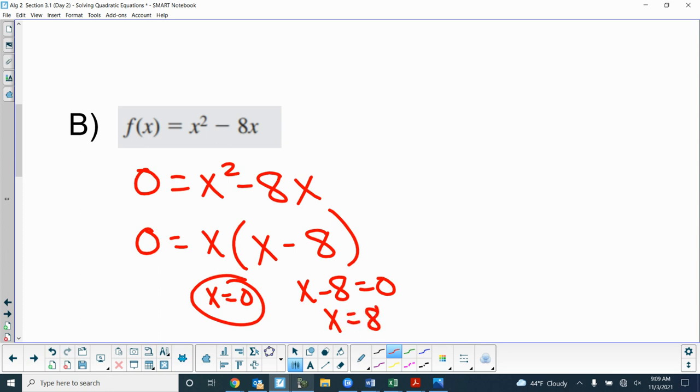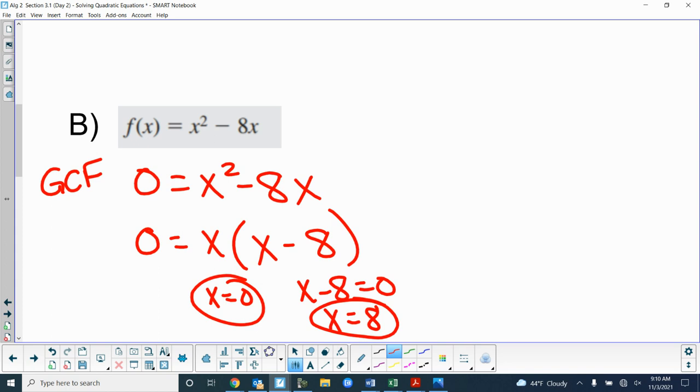So I'm going to add 8 to both sides. So there's my two answers, 0 and 8. Okay? What was the step? How'd you get the x and then x minus 8? Like what happened there? I pulled out a GCF. x went into both of them. So I factored out the x. And then x squared divided by x is x. And negative 8x divided by x is negative 8.